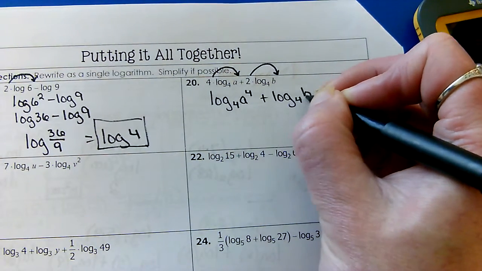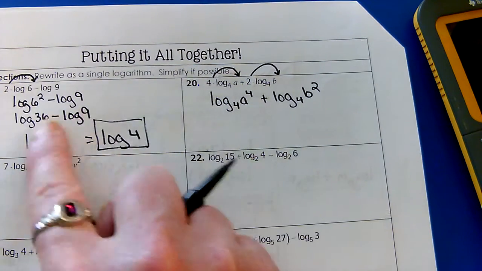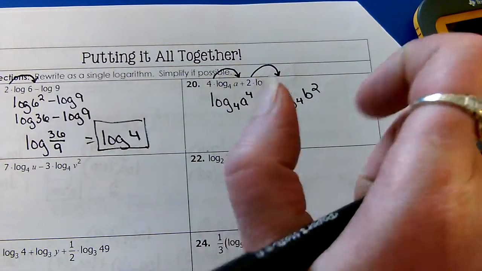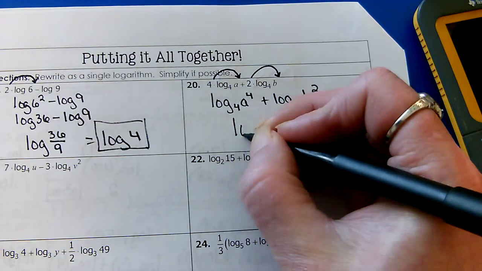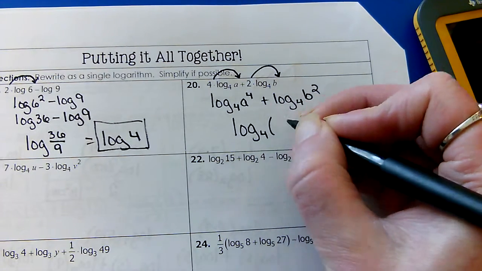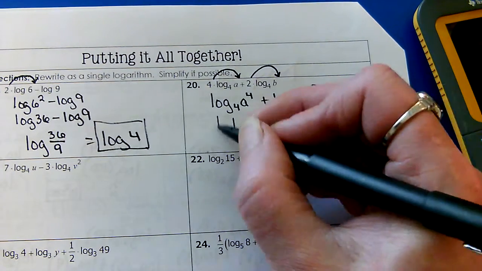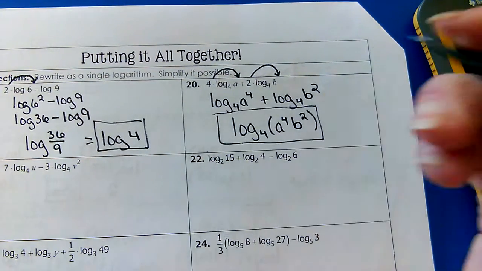Now, we have to make sure the bases match. I forgot to mention that here. They do. Addition condenses using multiplication. And there's nothing else I can do. That's pretty.